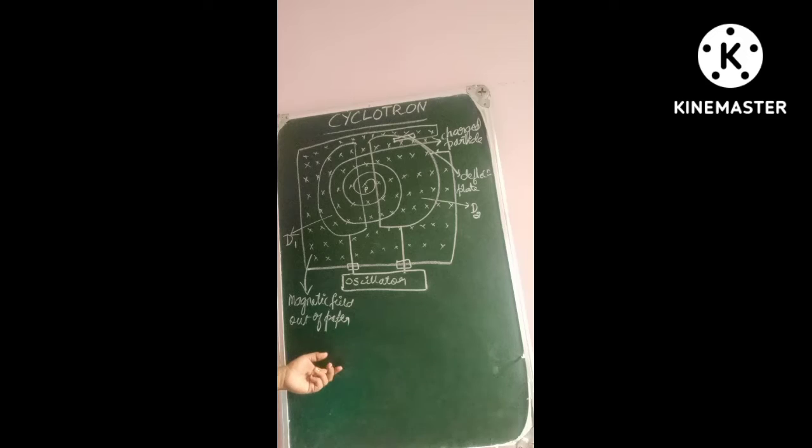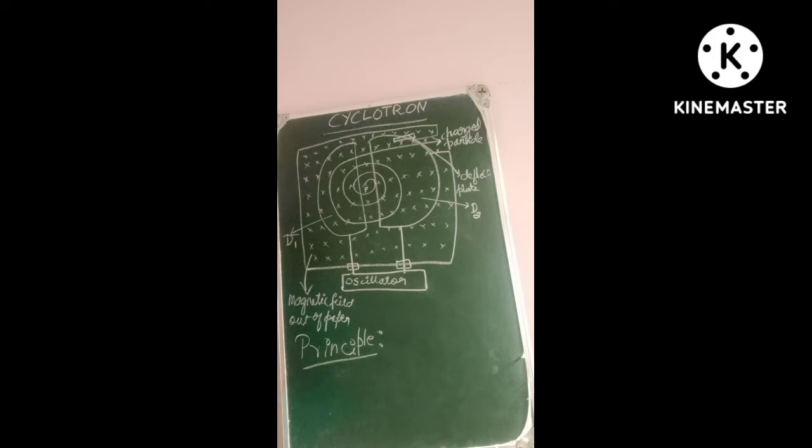Cyclotron is nothing but a machine to accelerate charged particles or ions to higher energies. Then you have to write the principle of the cyclotron. So what is the principle of cyclotron? It states that the frequency of revolution of the charged particle in the magnetic field is independent of the speed or energy or the radius of its orbit. This is nothing but the principle of cyclotron.